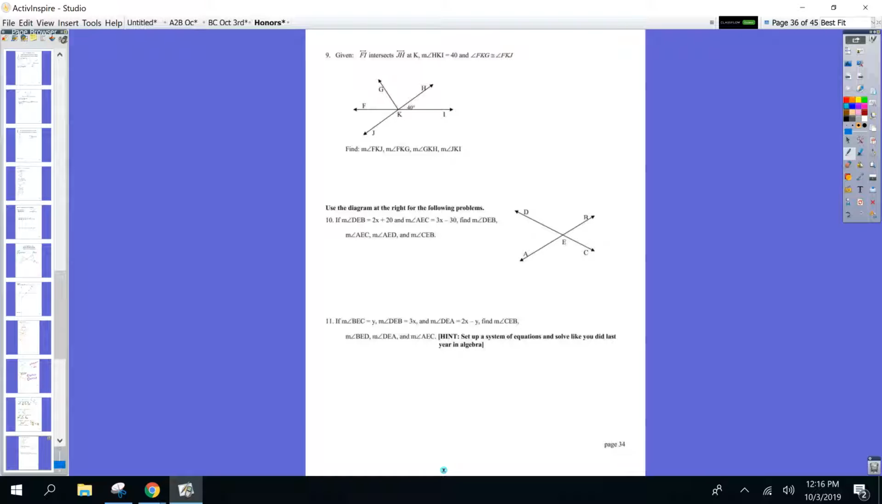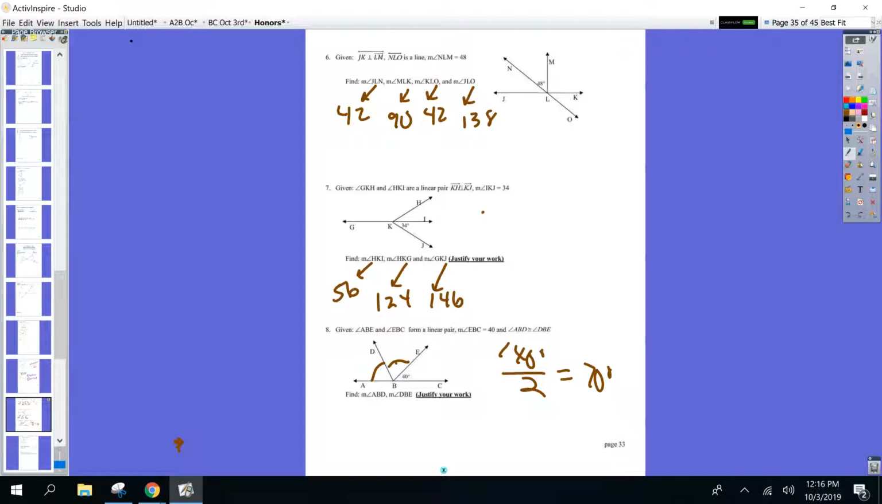Okay, I think I just wrote down the answers for these. So 70 for number 8. Both angles were 70. For number 7, 56, 124, and 146. And for 6, 42, 90, 42, 138. Okay. Anything you want to ask now on those algebra problems? Nothing? We're all good? Okay. We're done with the unit. We're done.